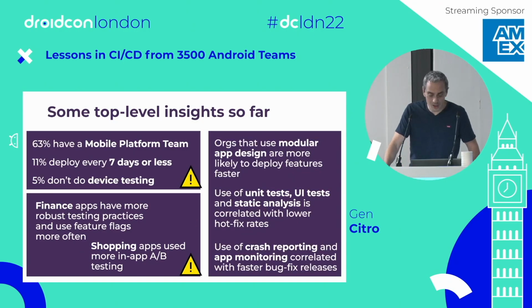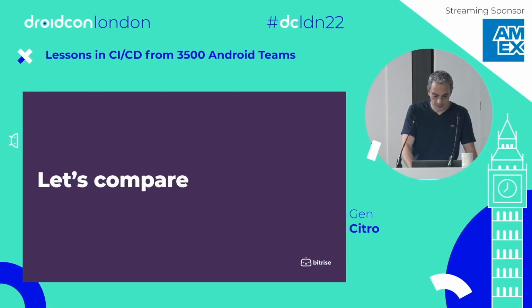All right. So I won't ask you to call out these particular items, but just as insight. Typically, orgs that use modular app design are more likely to deploy features faster. So that's a recommendation or a best practice you can get there. And the use of unit tests, UI, and static tests is correlated with lower hotfix rates. And use of crash reporting and app monitoring is correlated with faster bug fix releases. So that's some top-line data to share there.